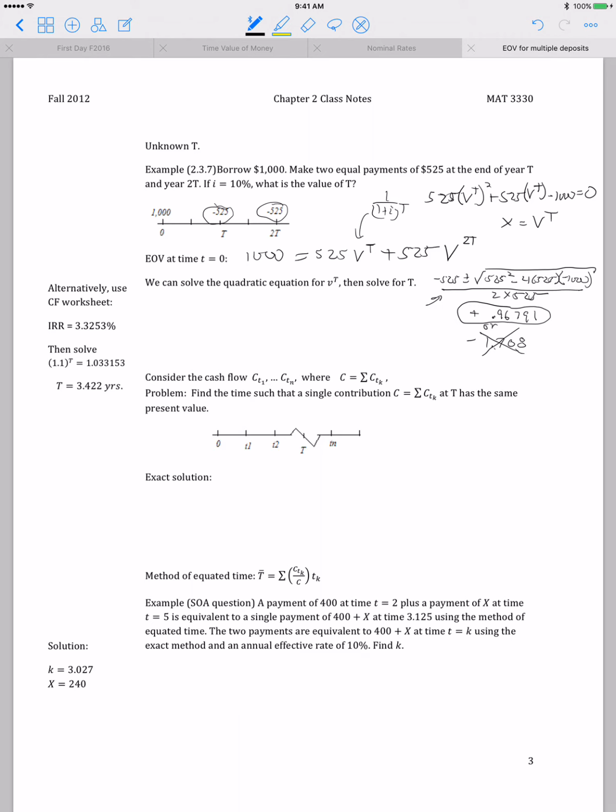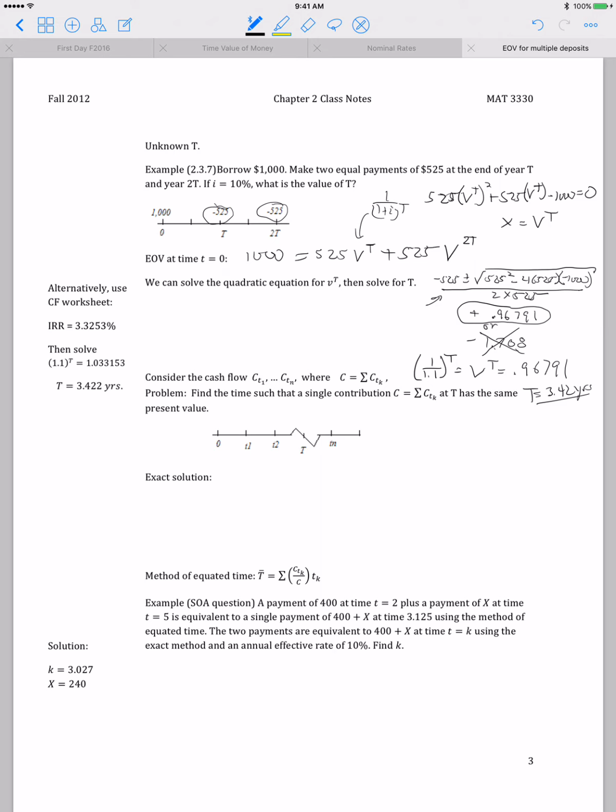So what do we have? We have v to the t is equal to 0.96791. And what is v? v is 1 over 1.1. So we have an exponential equation, the unknown is a power, and you can use the natural log to solve for time, and when you do, you'll get time is equal to 3.42 years. So that's working it out using the quadratic formula.